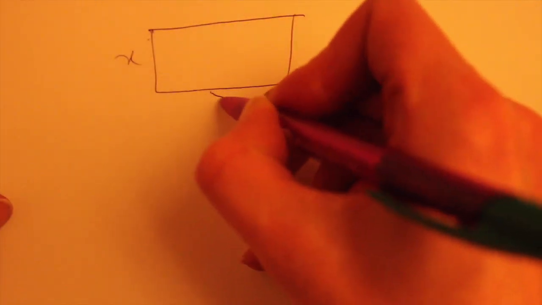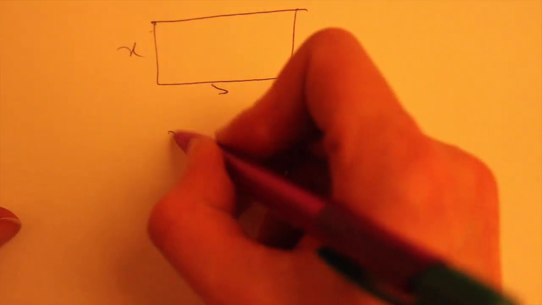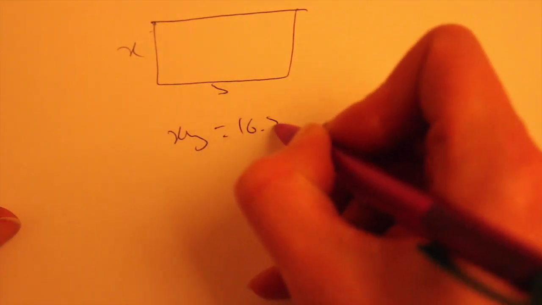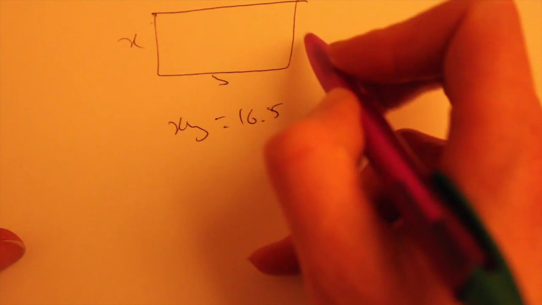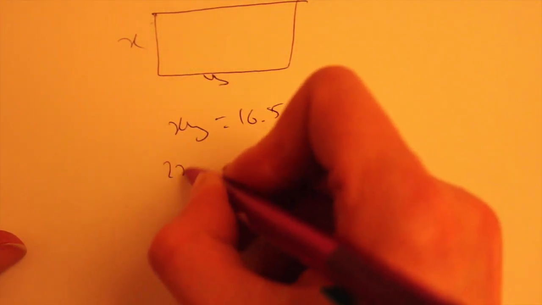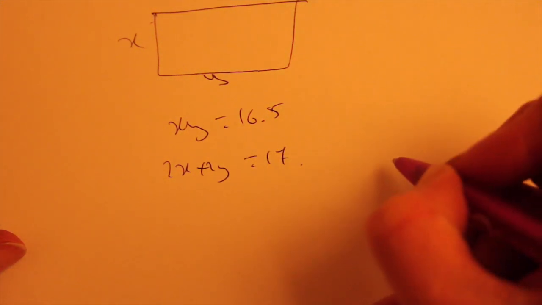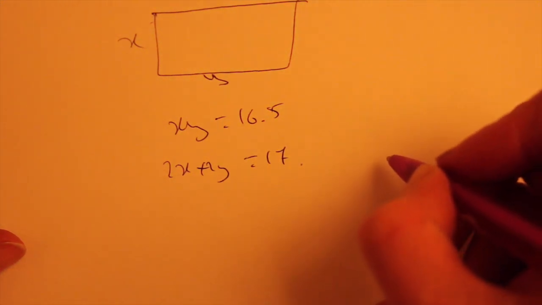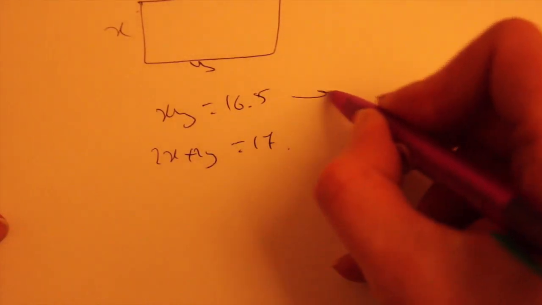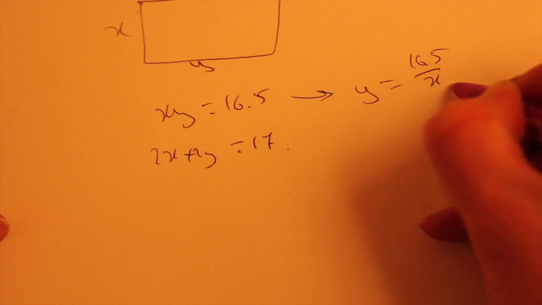The question I'm going to do is from June 2011, question 6, where you're told you've got a greenhouse with length and breadth x and y, and the area is 16.5. You're told that the perimeter, 2x add 2y, equals 17. Write one of them in terms of y equals or x equals. This time around I'm going to choose this one: y equals 16.5 over x.